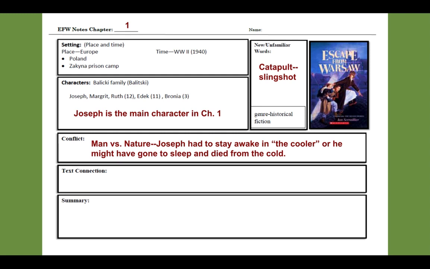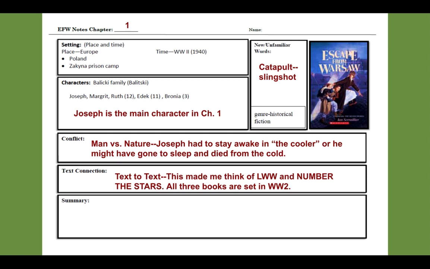All right, next we're going to talk about our text connection. You can think about a text connection that's specific to you, but I was thinking text to text, because this story being set in World War II made me think about the novel that we read in the fall, which was The Lion, the Witch, and the Wardrobe. Remember, we called it LWW.